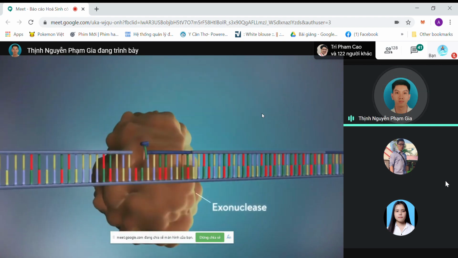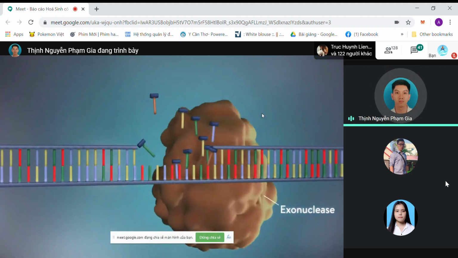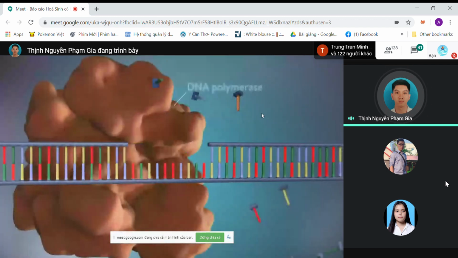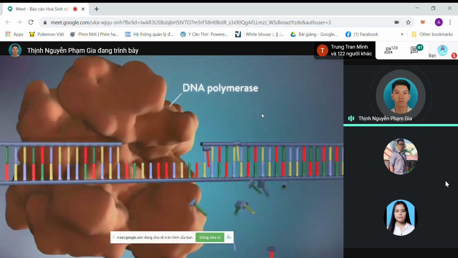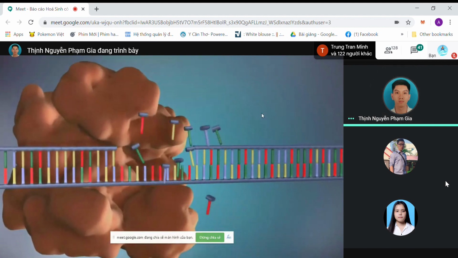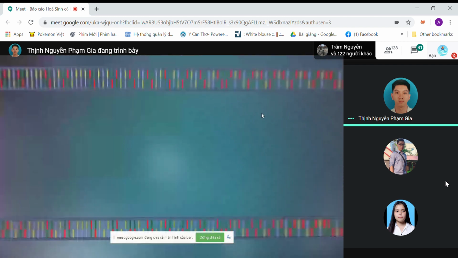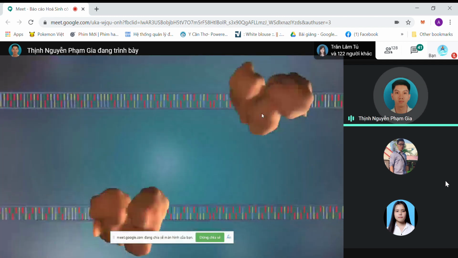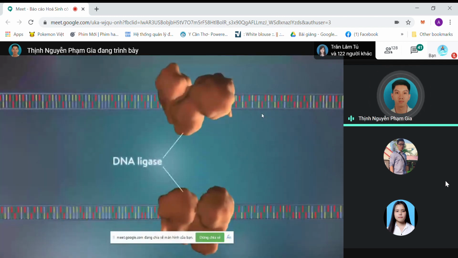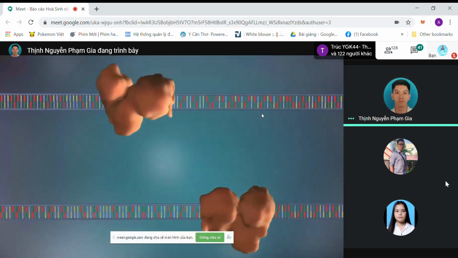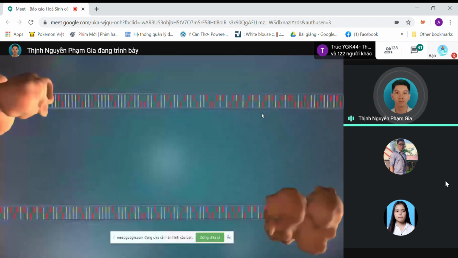Once new chains emerge, exonuclease will remove or erase RNA primers from both chains of DNA, and the DNA polymerase I fills this gap. Finally, DNA ligase will connect the fragments to form a continuous double chain. That's all about DNA replication.